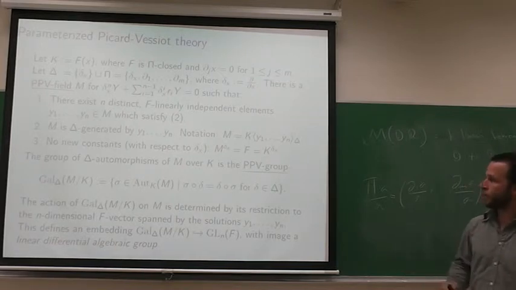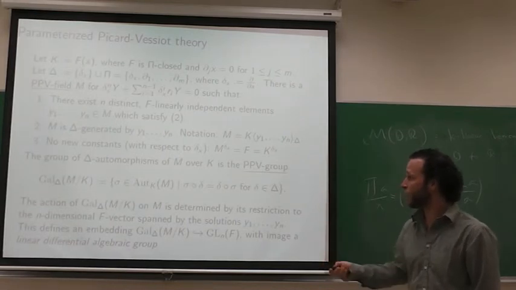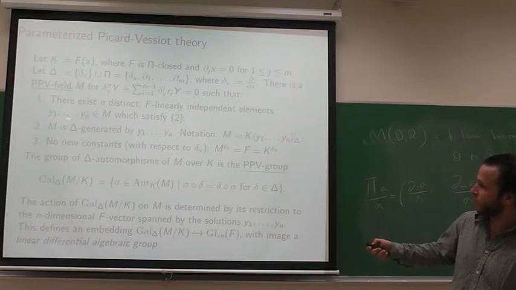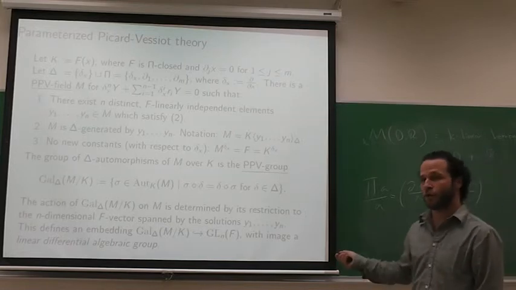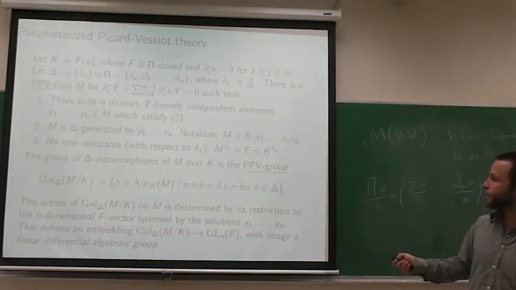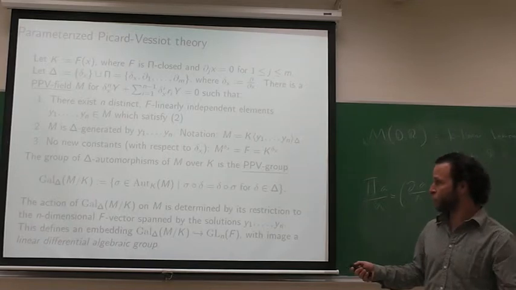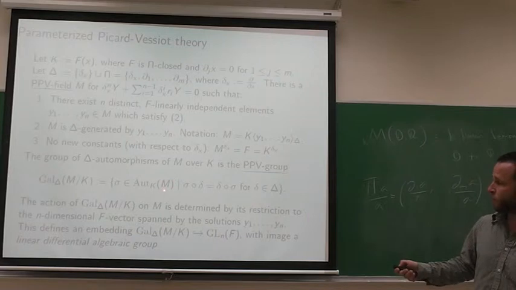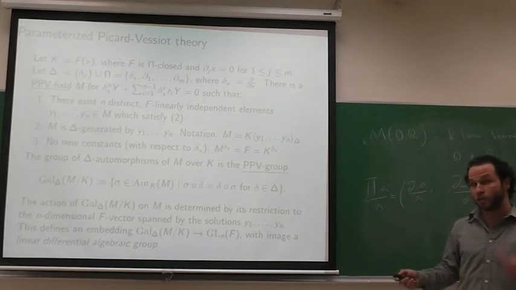So the parameterized Picard-Vessiot theory associates a PPV field for this equation that satisfies these three conditions. If you're familiar with non-parameterized classical Picard-Vessiot theory, these conditions look very similar. The only difference is that you're making a splitting field that's generated by a full F basis of solutions to the equation, but then is closed under all the derivations, both the d/dx as well as the parametric extra ones. So the group of delta automorphisms of this differential splitting field is by definition the parameterized Picard-Vessiot group. So it's all the field automorphisms of M that leave K fixed and commute with every derivation in delta, both the d/dx as well as the parametric ones.